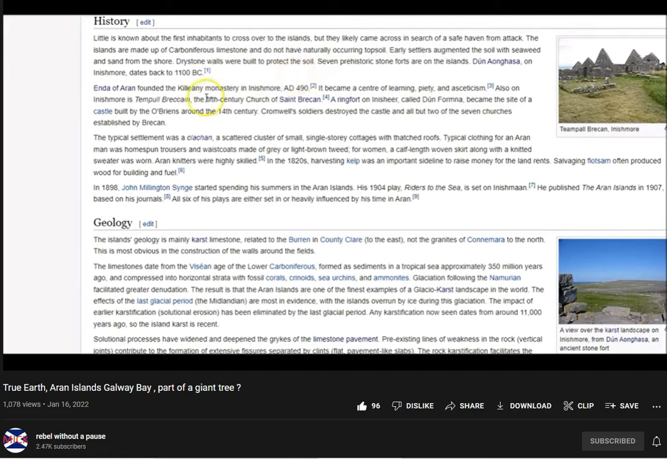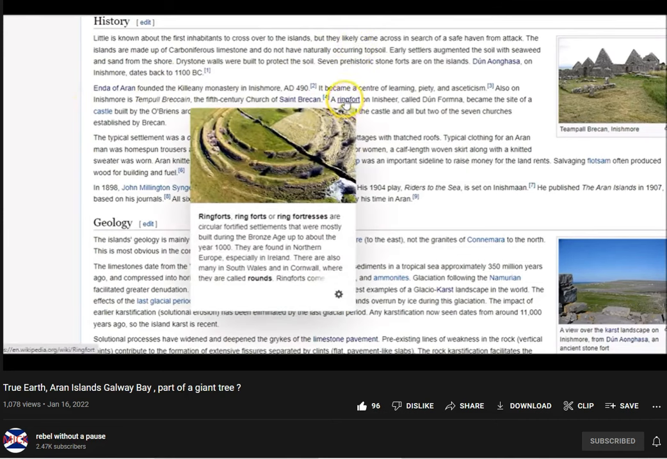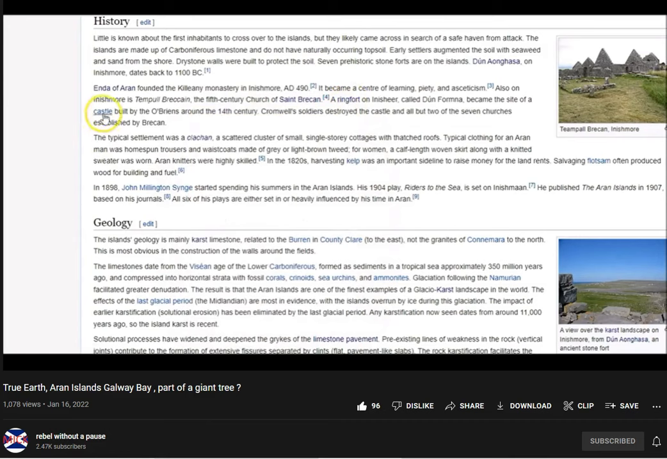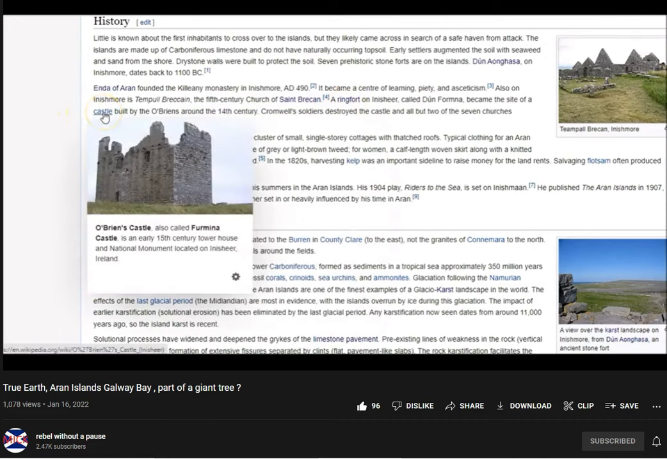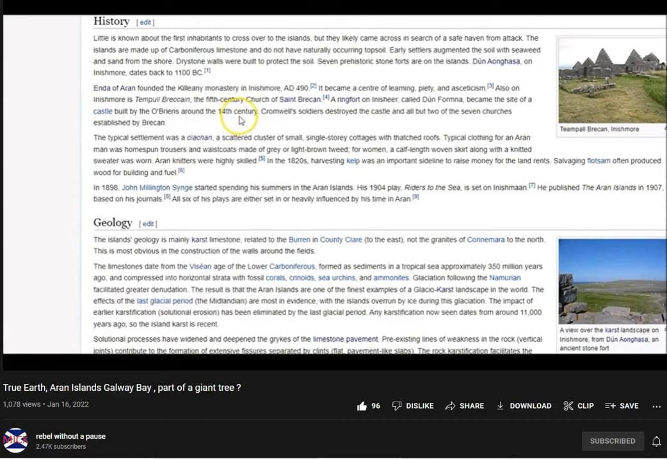Wow, nothing happened between then and then. And this obviously is the Christians coming. And there's a ring fort that's on in this here. So I don't know why they call them ring forts. They could be there for some other reason. And there's a castle built by some called O'Brien, some wealthy person, and they say that was the 14th century. And then the 14th, and then they go on to the 1820s, so they don't know a lot, right?